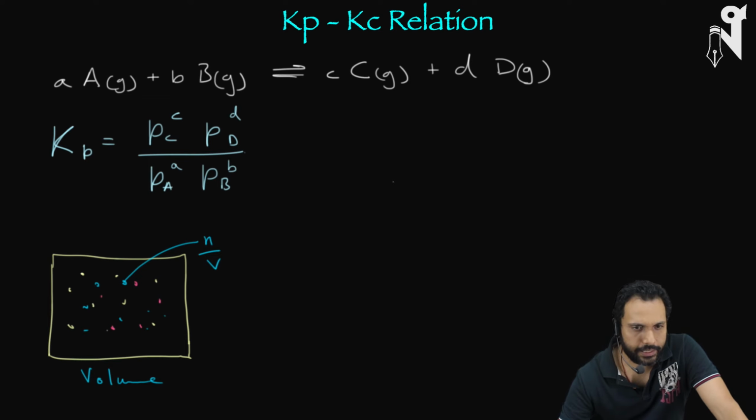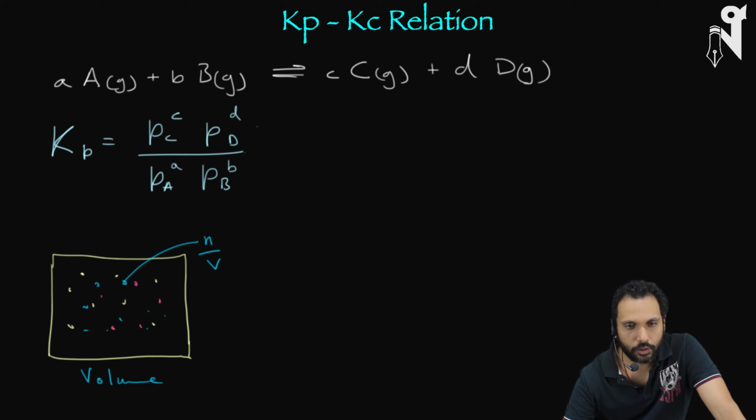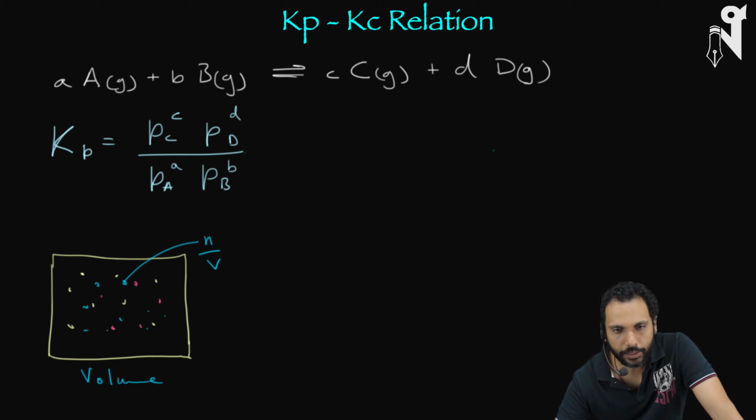If that is the case and ideal behavior is considered, we will always be considering ideal behavior. After all, we wrote all this based on the fact that these were showing ideal behavior. Activity or fugacity in terms of partial pressure holds only when they behave as ideal gases. So if it is an ideal gas, what is the relation between pressure, volume, and number of moles? It is PV equals nRT.